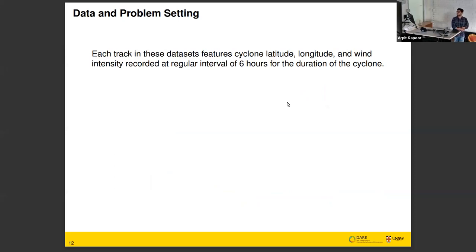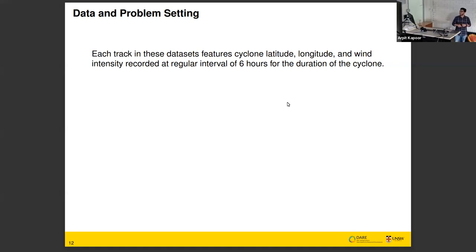Right, so I'll go over the framework that we've set up to train these models for cyclone track prediction. For each data set that we are working with, as I showed you in the beginning of the talk, we have four data sets, and for each data set, we have a number of cyclone trajectories originating in that region. We have recorded three values: the latitude and longitude, which represent the position of the cyclone at a given time step, and the wind intensity, which represents how intense the cyclone was at that point in time. All of these values have been recorded at a 6-hour interval.